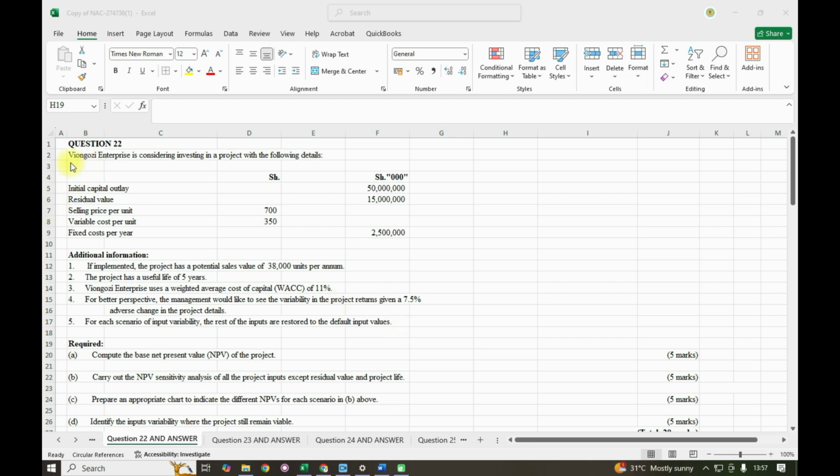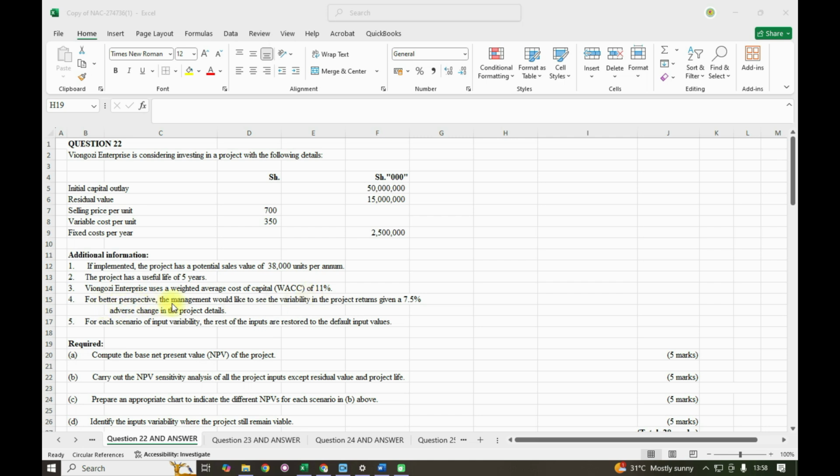And the question reads, Viongozi Enterprise is considering investing in a project with the following details. So I've been given the details: initial capital outlay, residual value, selling price per unit, variable cost per unit, and you have the fixed cost per year. Additionally, if implemented, the project has a potential sales value of 38,000 units per annum. The project has a useful life of 5 years. Viongozi Limited uses a weighted average cost of capital of 11%.